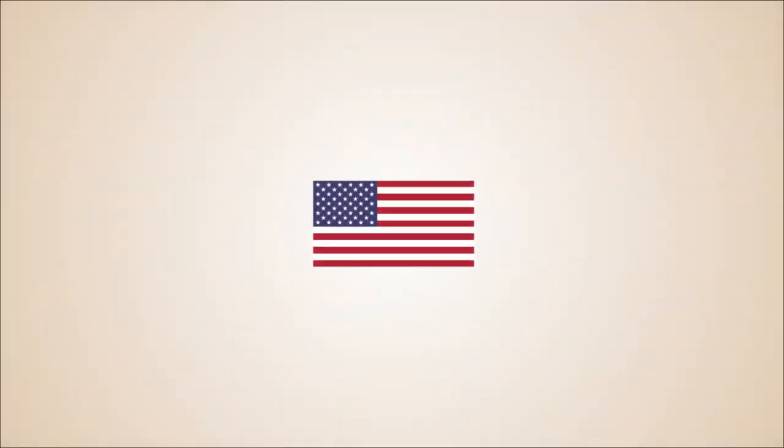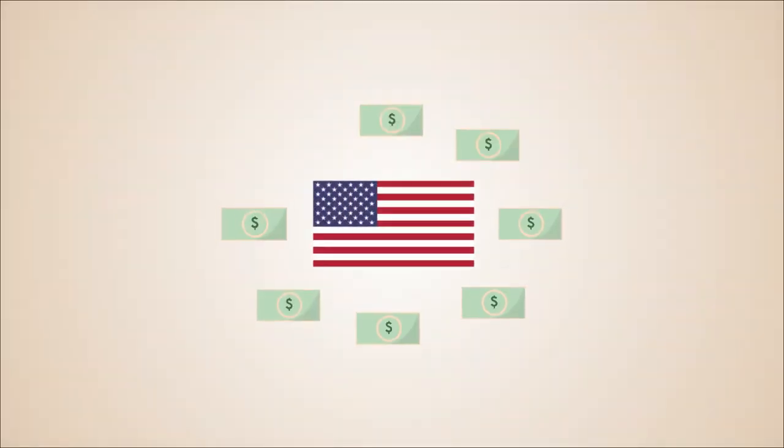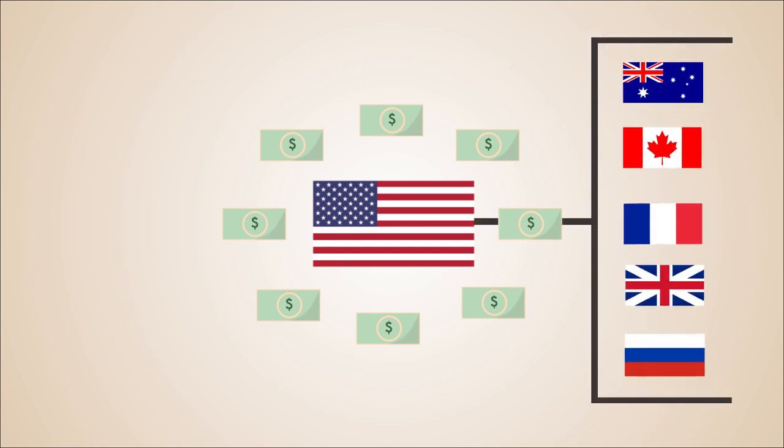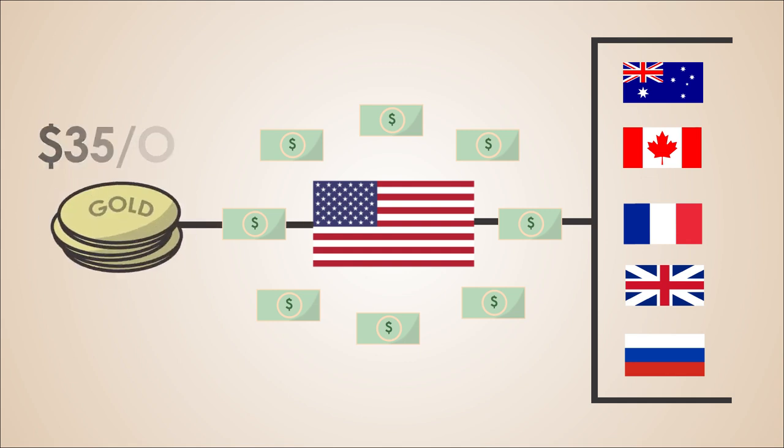Under the agreement, the United States became the only country that had the ability to print dollars. Countries agreed to maintain a fixed exchange rate with the US dollar, as the US dollar would still be backed by gold at the price of $35 per ounce.